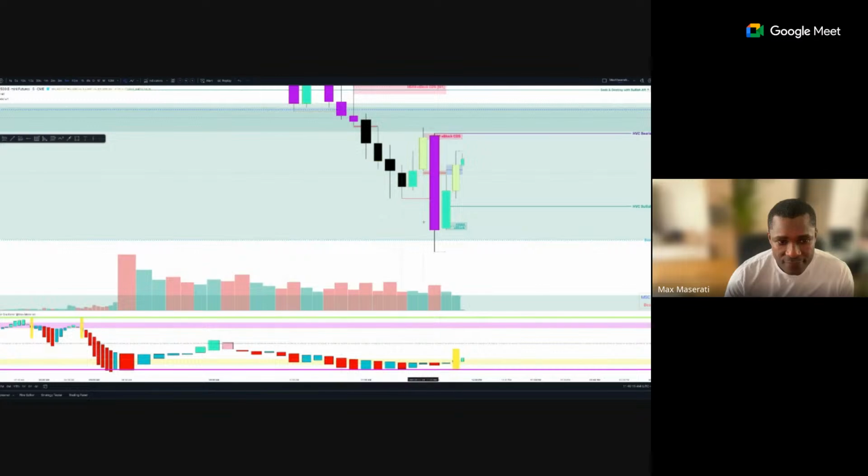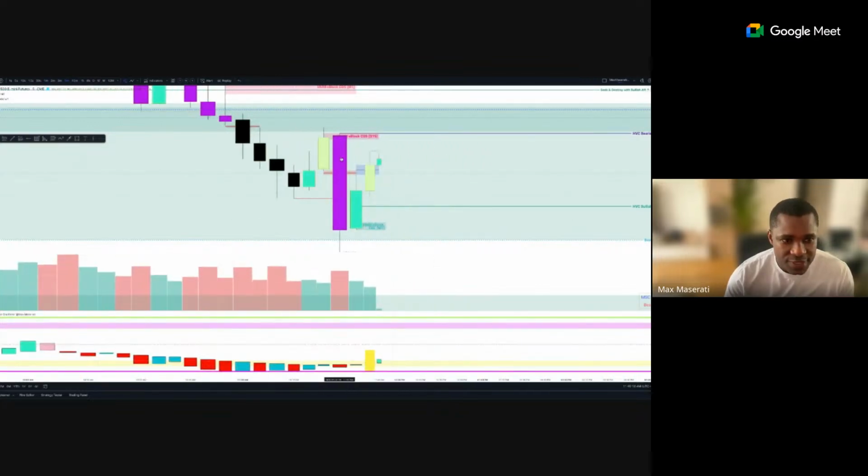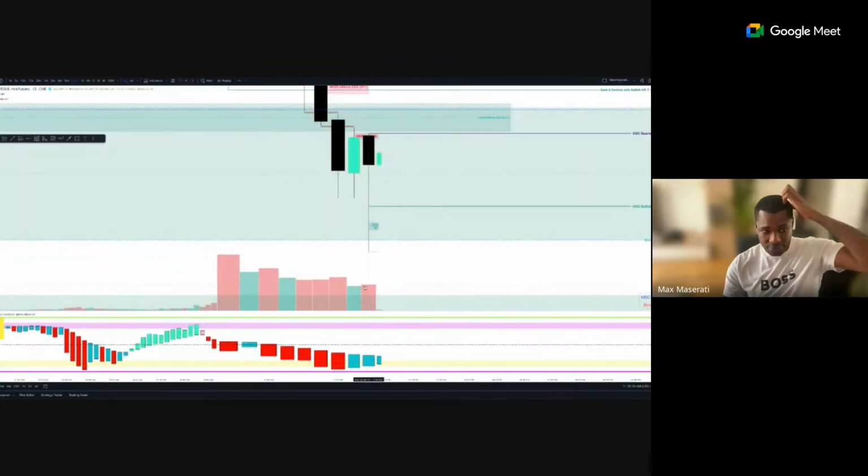Okay, let's check 5 minutes. See, this is our HVC bearish on 5 minutes, and it's the same HVC bearish on 1 minute. Let's check 15 minutes. The 15 minute hasn't closed. This candle is one of the highest, the highest within these two.